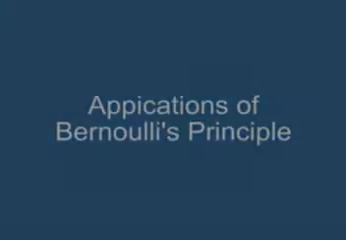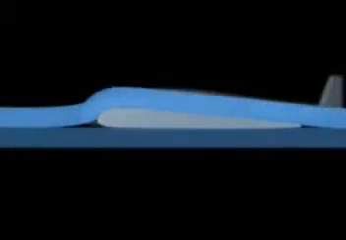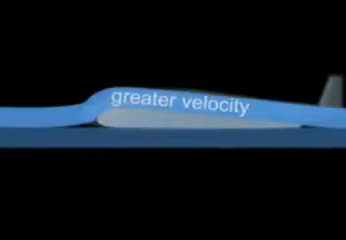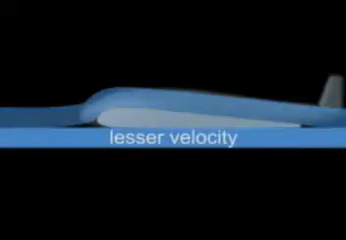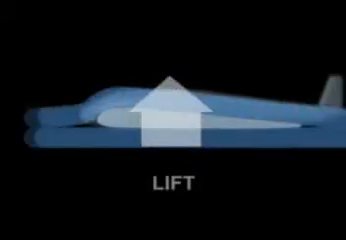One application of Bernoulli's principle is in aeronautics. The wing of an aircraft is shaped such that the upper surface is longer than the bottom surface. Hence, air has to travel further above the wing, thus having a greater velocity. Greater velocity means lesser pressure. The air beneath the wing has a lesser velocity, so it has greater pressure than the air above the wing. With a low pressure on top and a higher pressure beneath, this pressure system creates what we call lift.